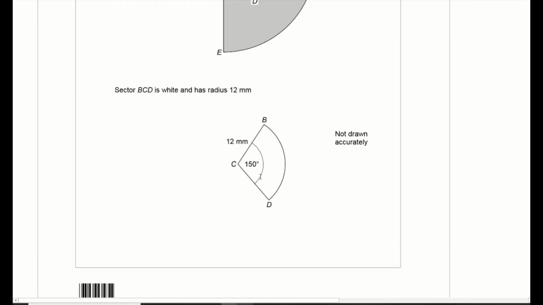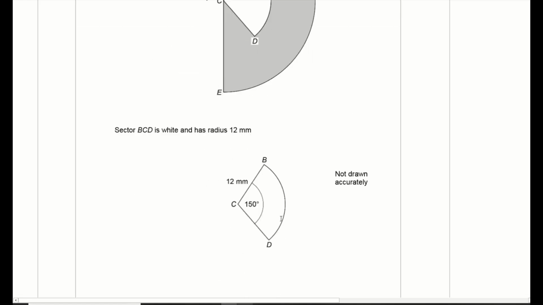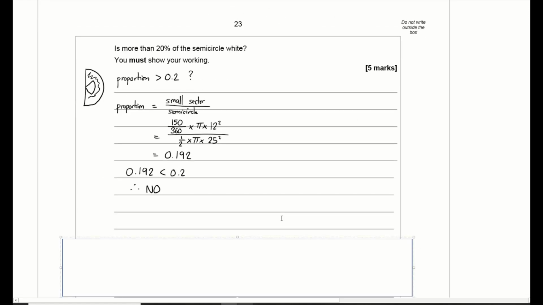You could actually say that this sector here actually occupied 19.2% of the overall semicircular area. So just remember that when you are trying to evaluate a question that's basically numeric comparison, try and think about what you'd actually use to compare your value against. So if they say it's greater than 50%, they're saying it's greater than a half or 0.5. So your target should be, how do I get that percentage? In this case, it's 19.2%, which is less than 20, so therefore no.